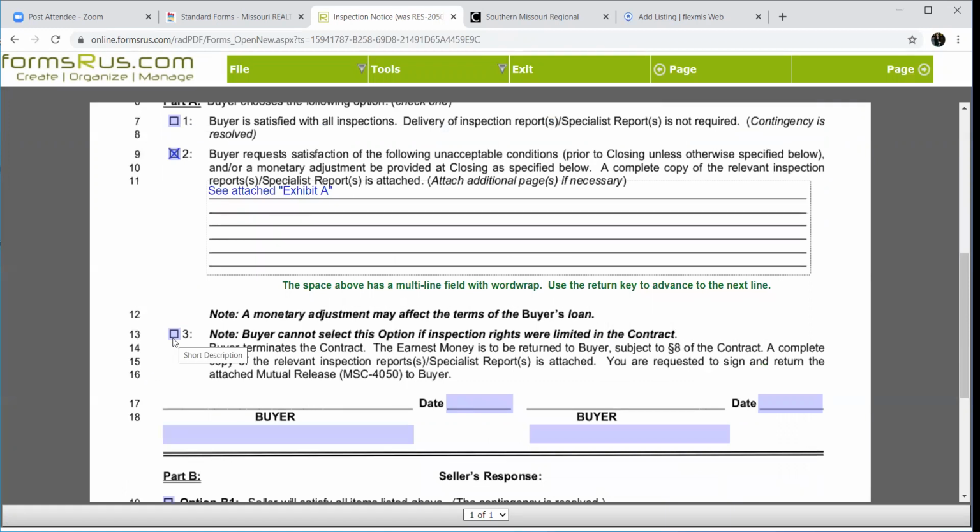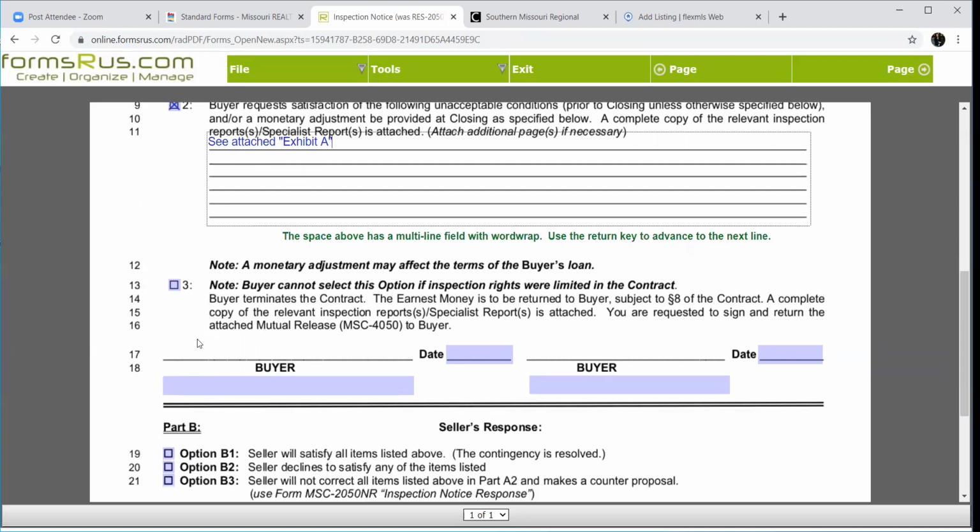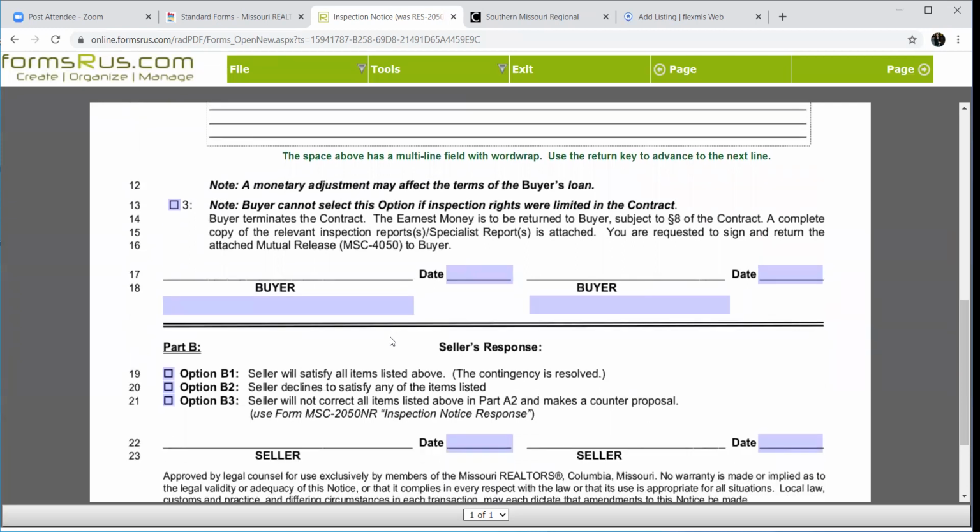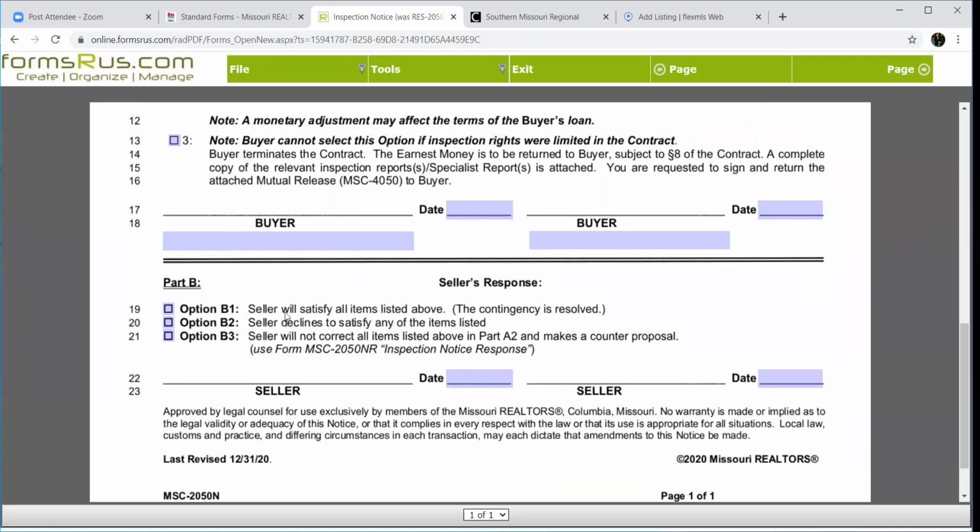Or the buyer's just going to terminate. And again, if we have checked the box at 157, it effectively erases this ability to do this, okay? That's only if we've not checked that limitation of inspection rights. If we've checked that box, we cannot do 3. Then the buyer makes their offer, and then the seller's got their opportunity to respond. Either I'll fix everything that you've got listed above, I'm not going to fix any of the items above, so the contract dies, or I'm not going to fix all the things you asked for, but I will make you a counter proposal.